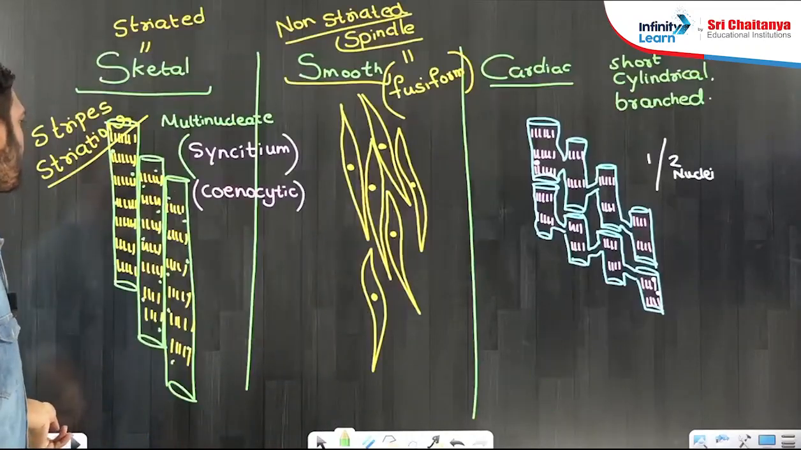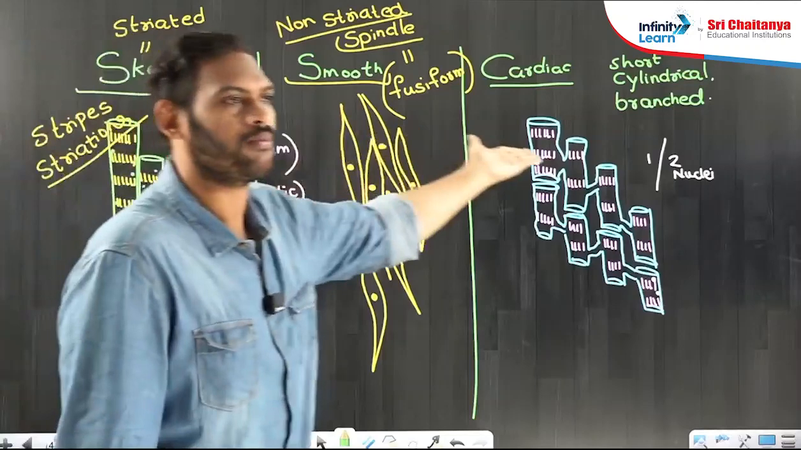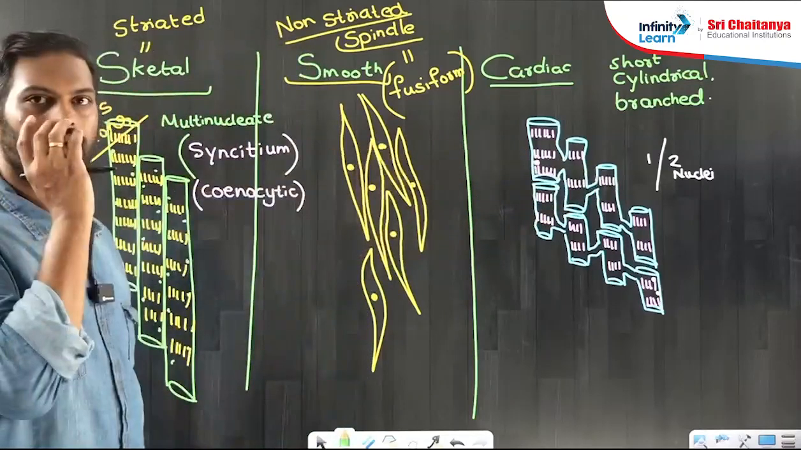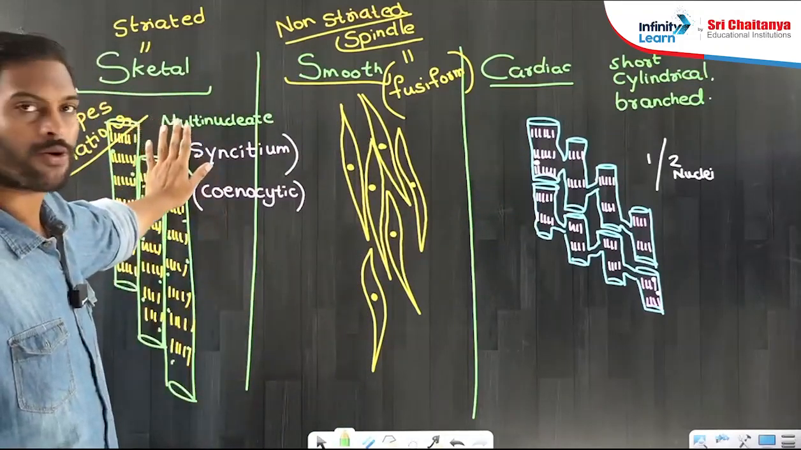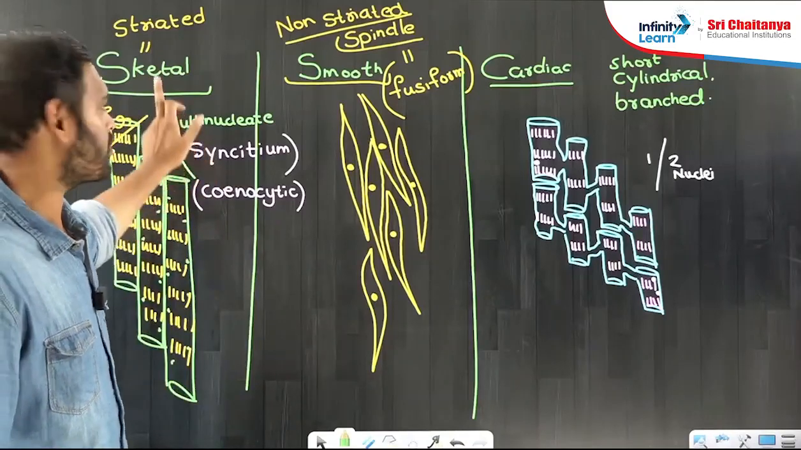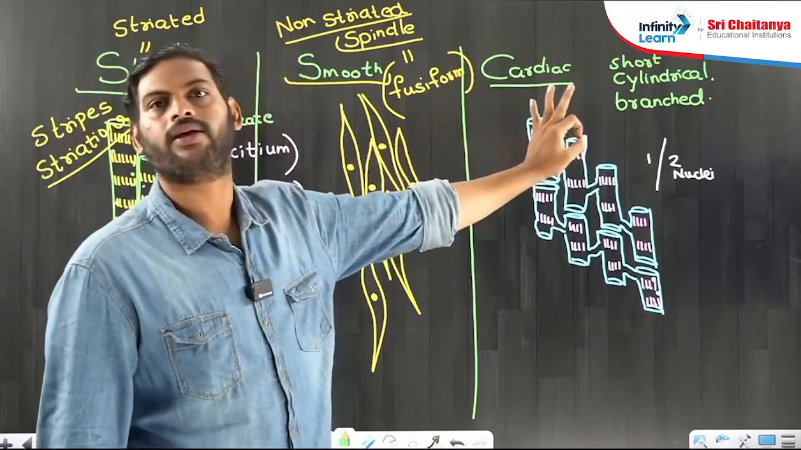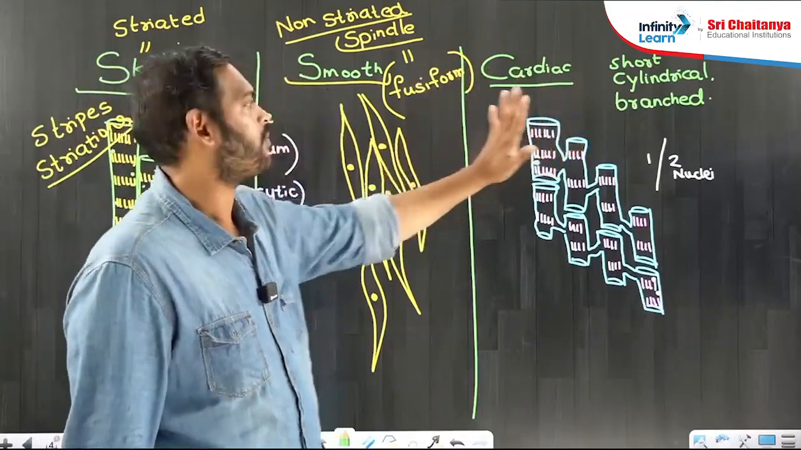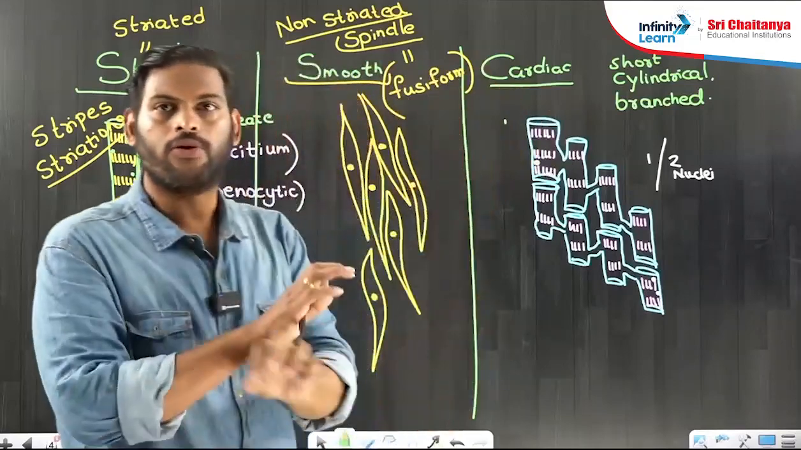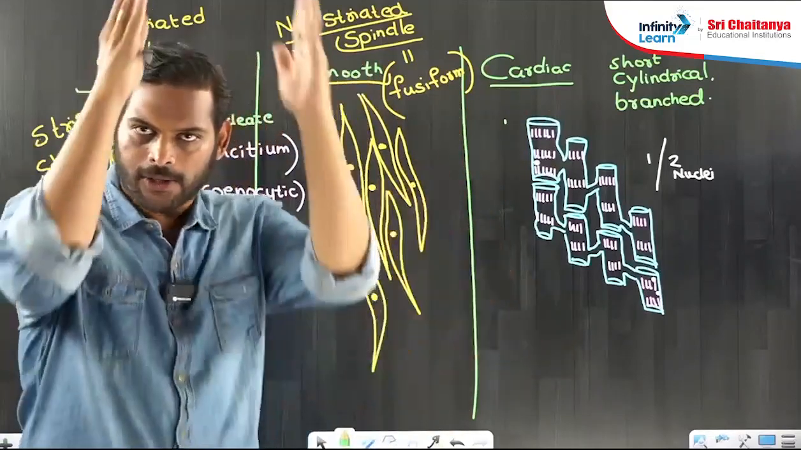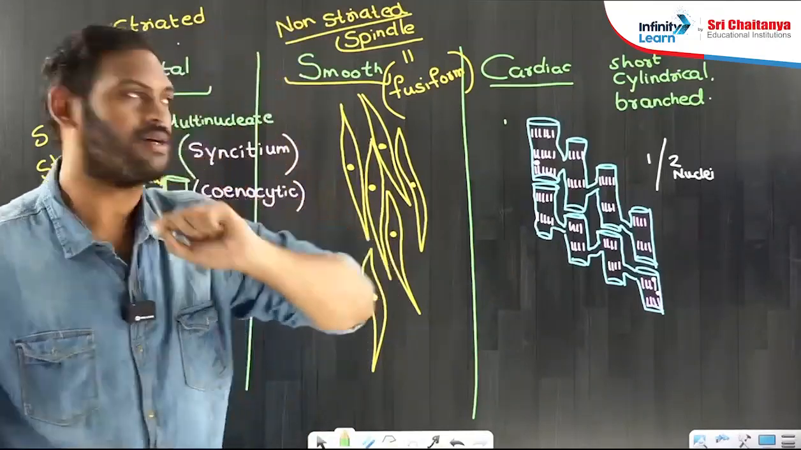The first criterion for classification was how they look, the morphological classification. Then we did the anatomical and functional classification. This is morphological: how do they look? This is how they look. Unbranched, no branches, long with striations: skeletal. Short cylinders, branches are there and striations are also there: cardiac. No striations, no branches, spindle shape with a single nucleus: smooth.